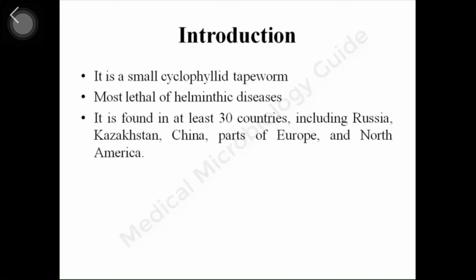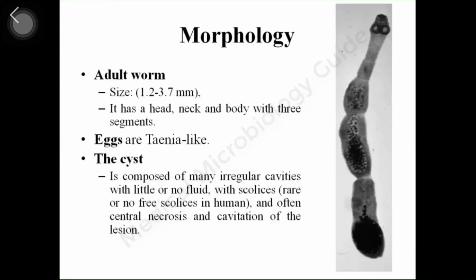The disease resembles a tumor, and it starts in the neighboring tissue and also spreads to different parts of the body through metastasis. It is a most lethal helminthic disease, and the disease is found in almost 30 countries, including Russia, Kazakhstan, China, parts of Europe, and North America.